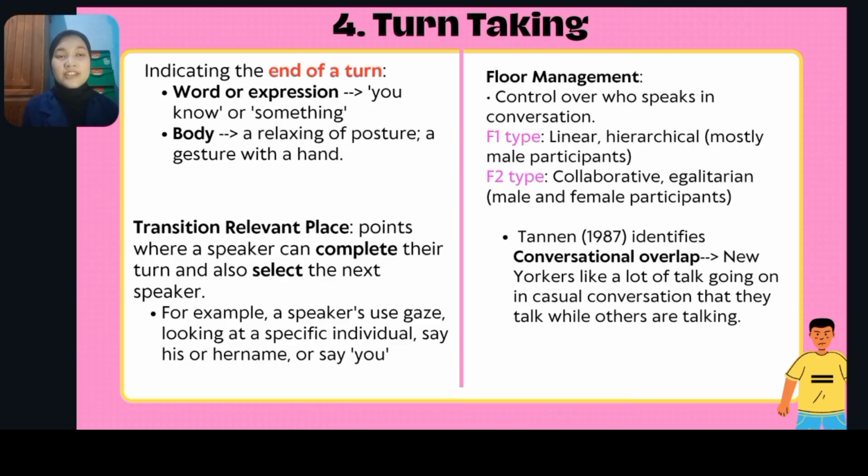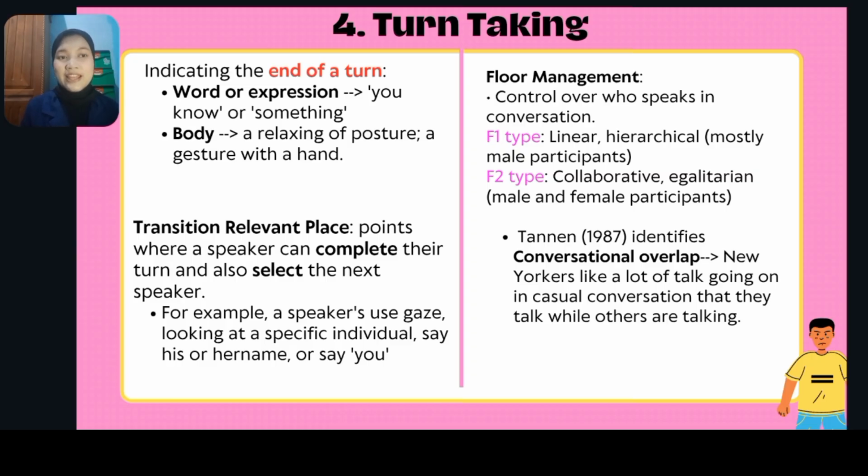And in turn taking, there is floor management. Floor management is control over who speaks in a conversation. There are two types. The first one is the F1 type. This is linear and hierarchical. In this F1 type, the participants are mostly male. And then the second is the F2 type. In this F2 type, it is more collaborative and egalitarian. And this is mostly for male and female participants.